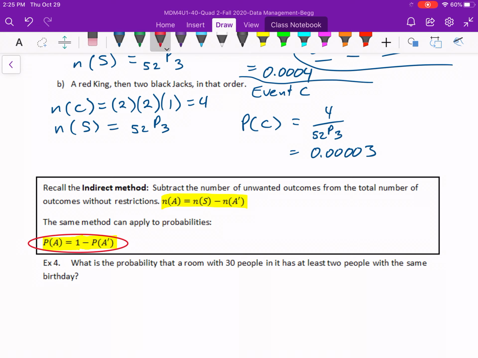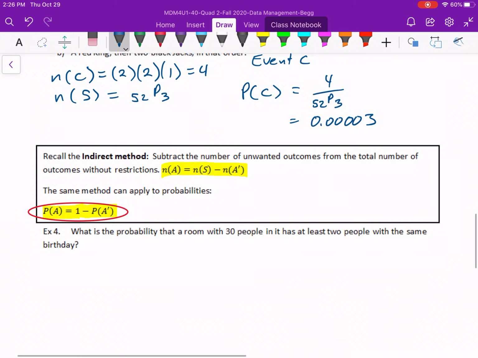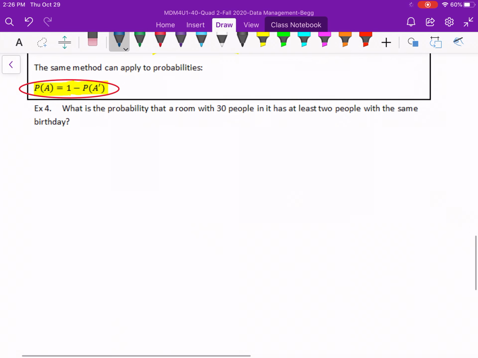If there's a 30% chance of rain, but I want to know the chance of not rain, then 100% minus 30% means there's a 70% chance of not rain. As a decimal, that 30% would be 0.3, so in which case it would be 1 minus 0.3. So there would be a 0.7 probability of not rain. That's the idea behind it.